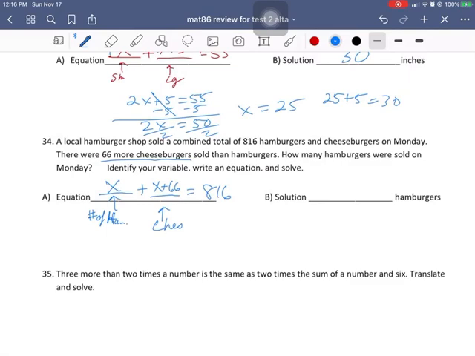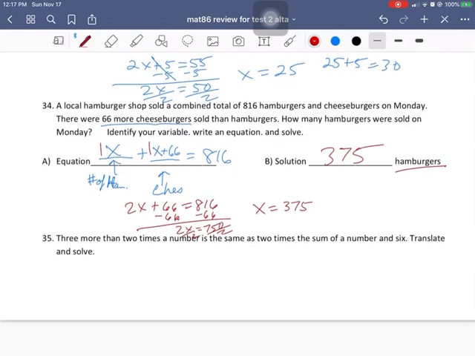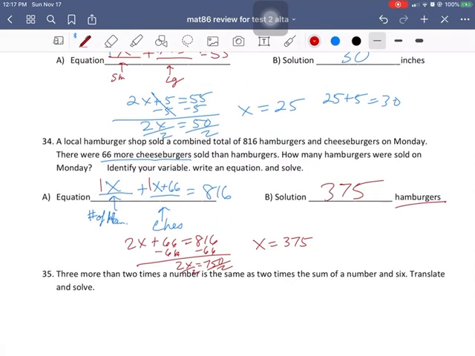Okay, and so then we have 1x here and 1x here, so we have 2x plus 66 equals 816. Move over the 66, 2x equals 750. Divided by 2, x equals 375. Now, what was x again? X was the number of hamburgers. Oh, that's what they want. They didn't want cheeseburgers, they want hamburgers. So make sure you pay attention how you use whatever you get for x, okay?